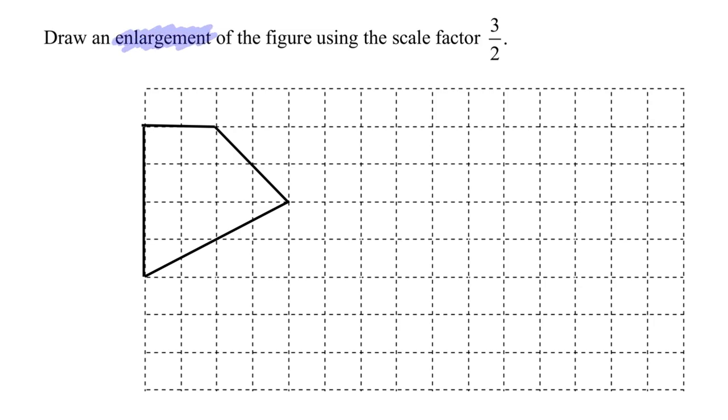Well, this means that this figure is going to be larger, okay? And how do I know it's definitely going to be larger? The scale factor is more than 1, okay? 3 over 2 is like 1.5 times. And in this case, larger. So if the scale factor is less than 1, we would know it's a reduction instead, smaller, okay?